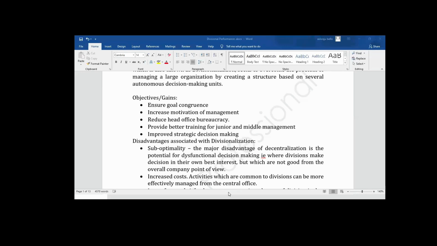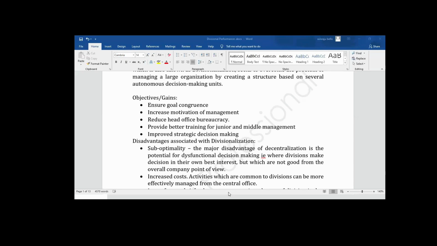All right, let's go on with the business. Let's take the explanation again. Divisionalization involves decentralization of decision-making powers, so the various divisions within an organization are such that each division will achieve some level of independence and autonomy. And each division is allowed to make decisions within its division. That is the concept of divisionalization.